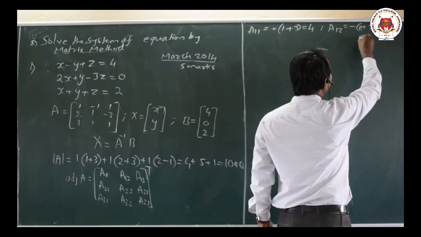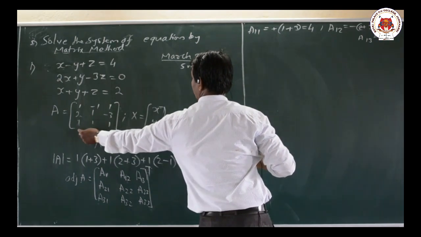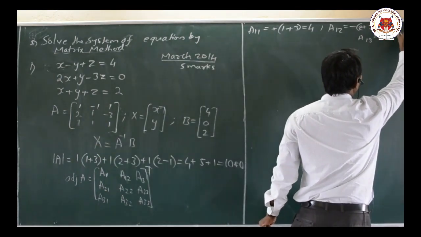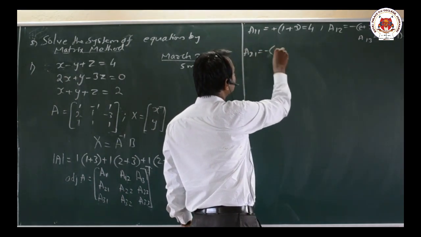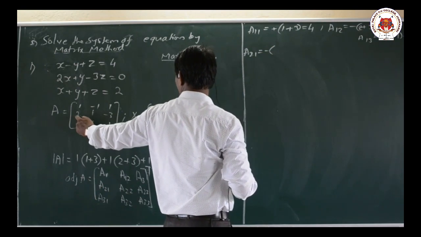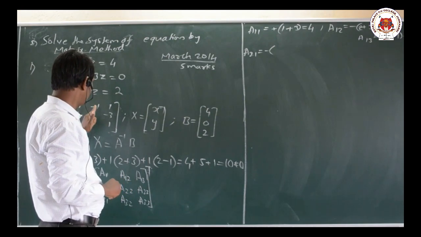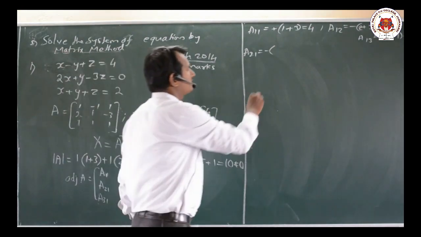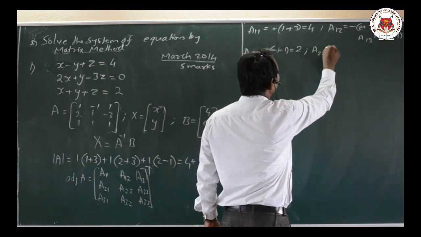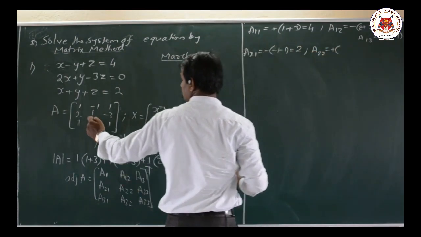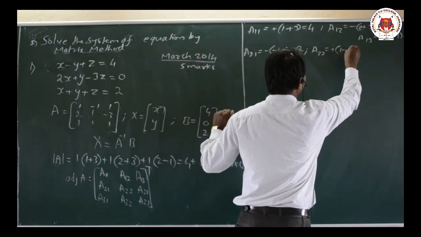Next one is A13. A13 sign is positive. What do we get here? 2 minus 1, becomes 1. Next one, A21. The sign is minus. The adjoint of 2 value becomes, leaving this row and column, minus 1, minus 1, minus 2, becomes plus 2. Then A22. A22 sign is positive. That is the adjoint of 1, leaving this row and column, 1 minus 1, the value will be 0.